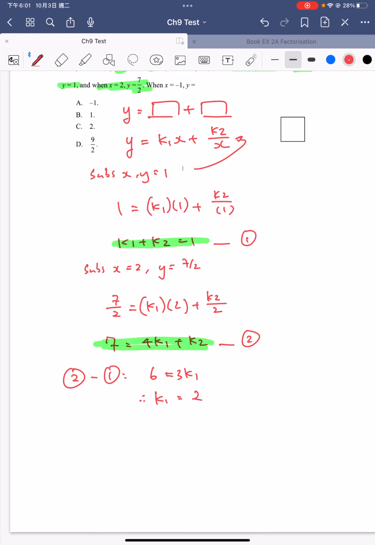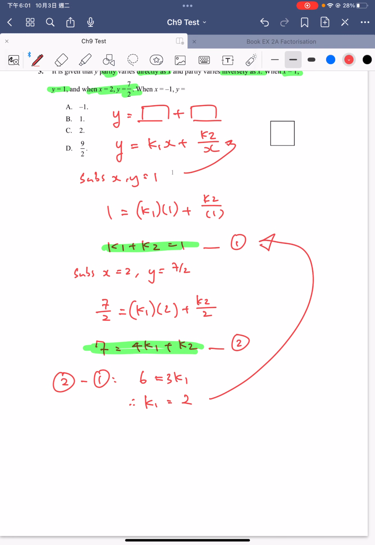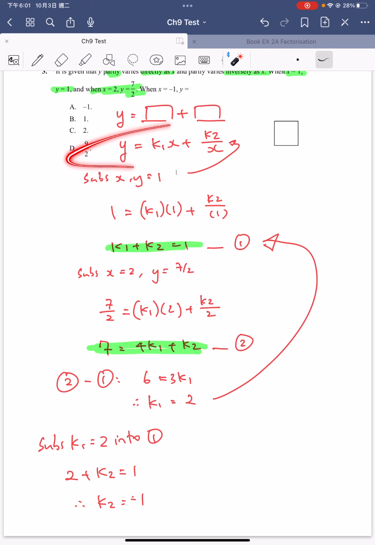So that's for k1, and for k2 we can simply substitute the 2 back into our first equation. So we substitute k1 equal to 2 into the first equation to get 2 plus k2 equal to 1, so that k2 is equal to negative 1. Now we've got the constants, we can put them into our initial formula.